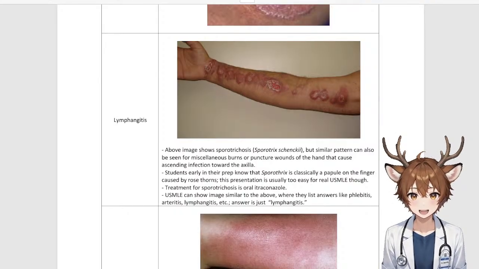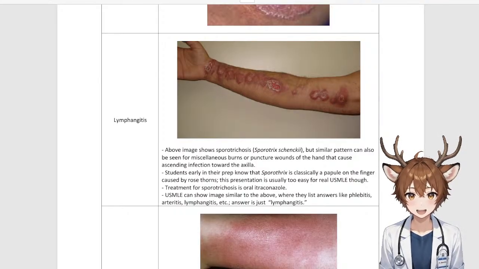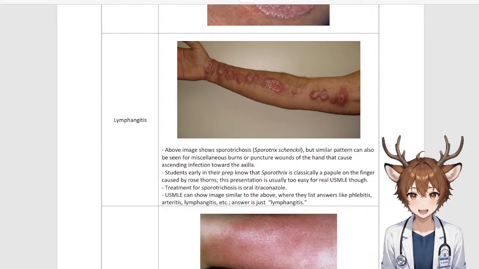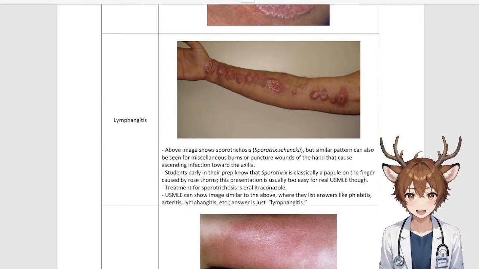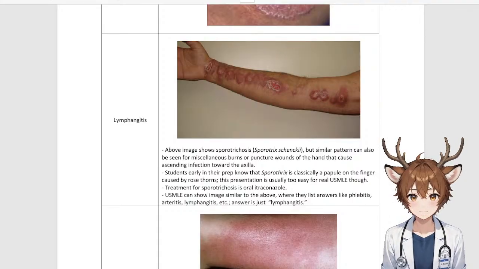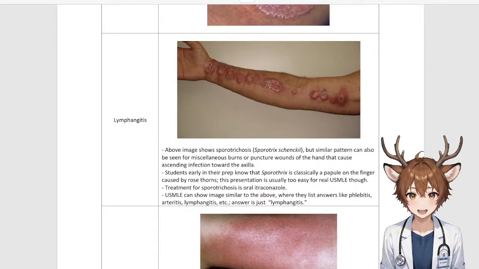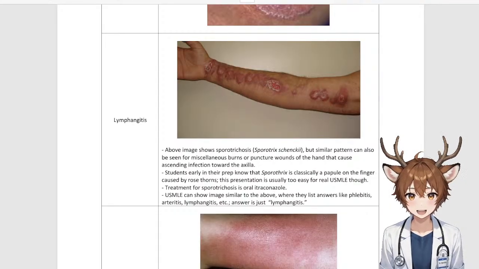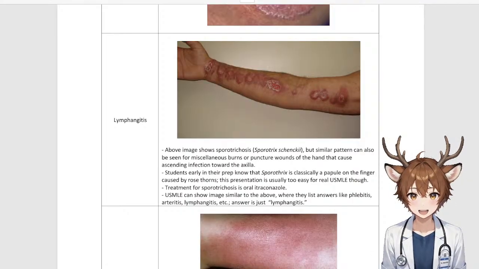Students early in their preparation know that Sporothrix is classically a papule on the finger caused by rose thorns. This presentation is usually too easy for the real USMLE though. Treatment for sporotrichosis is oral itraconazole. USMLE can show you an image similar to the above one where they list answers like phlebitis, arteritis, lymphangitis, etc. Answer is just lymphangitis.